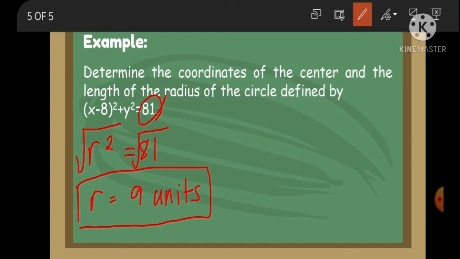Now, for the coordinates of the center, we have h and k. So, the constant of the binomial with the variable x is negative 8. That means h is positive 8. Again, change the sign. Now for the value of k, since y here has no constant, that means it is equal to 0. So the center of our circle is at (8, 0).